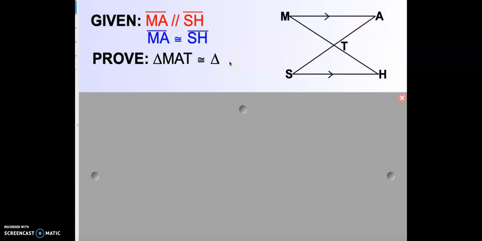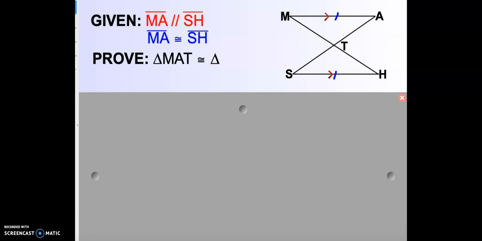This is the third and the very last of our proofs. And this time we're given that MA is parallel to SH. So that lets me mark these two lines as being parallel. We're also told that they're equal or congruent to each other. So we know that they're parallel and we know that they're congruent. So let's see if we can prove that triangle MAT is congruent to triangle something. Now, let's see if we can fill in that something by acting out our proof in this picture.